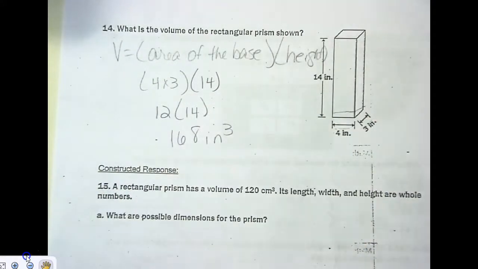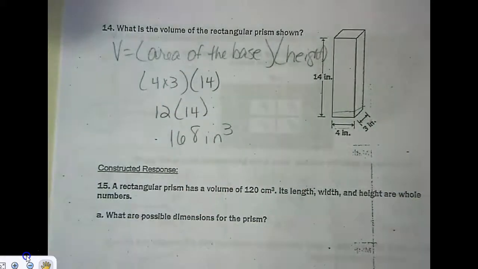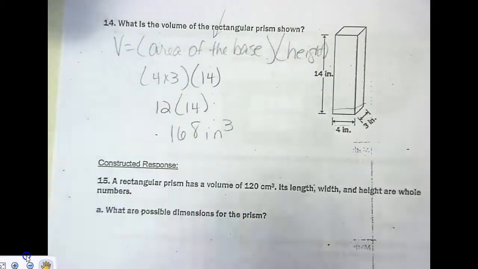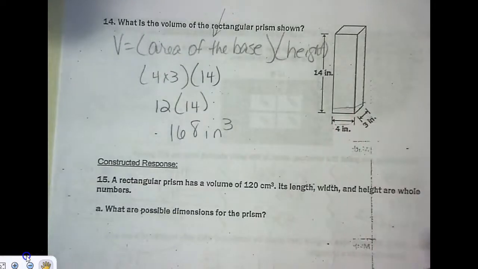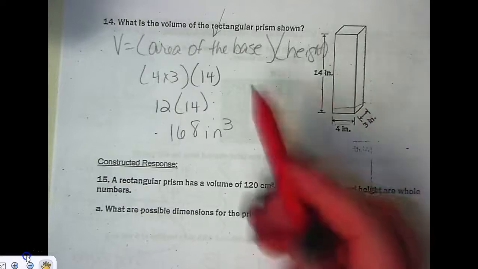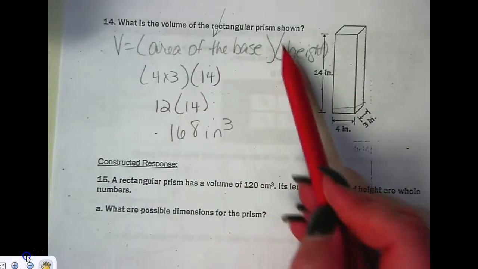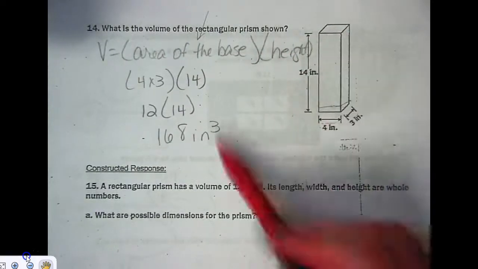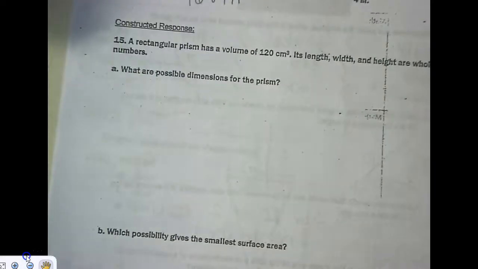Now, I saw that a lot of you just used that 4 times 3 times 14 that we learned last year. Why do we need to think about the area of the base in 7th grade? Yes, because sometimes our base is going to be a triangle this year. So when you look on your formula sheet on Georgia Milestones, it's going to say the area of the base times the height. So you always find the area of the top or bottom and then multiply it by the height of the rectangle.